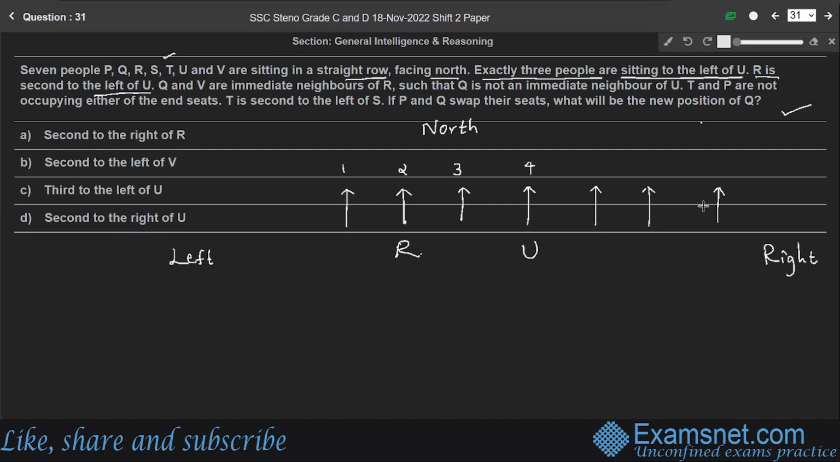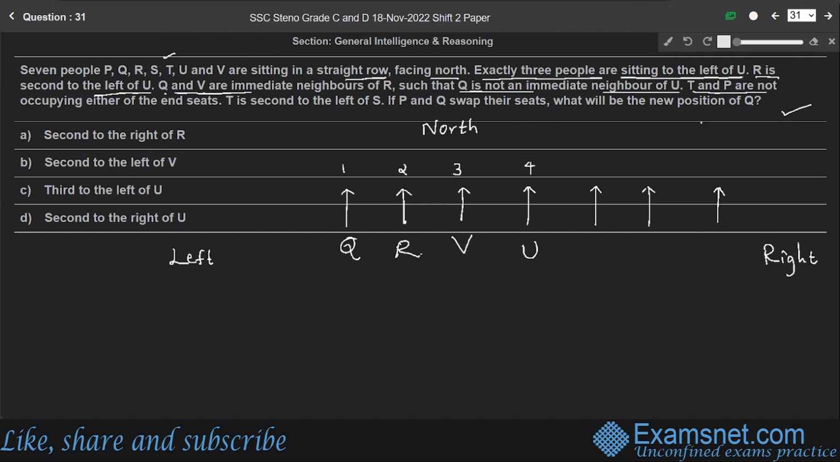R is sitting second to the left of U, and Q and V are immediate neighbors of R, such that Q is not an immediate neighbor of U, which is very important. Therefore, Q is the first person and V is the third person, so that Q and V are immediate neighbors of R. Right, the third condition is satisfied.